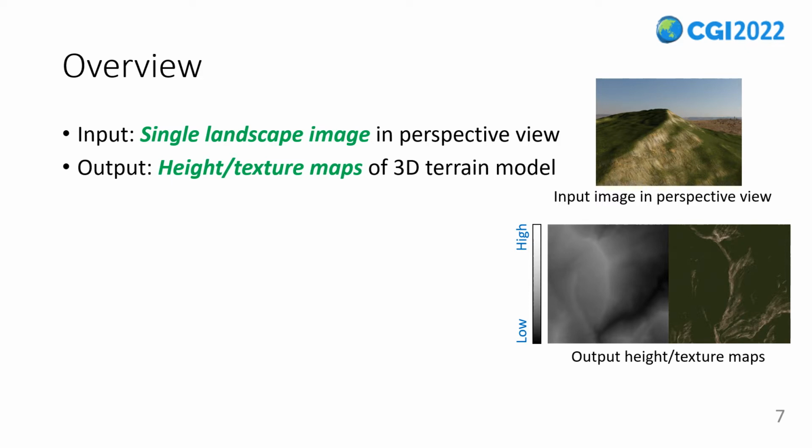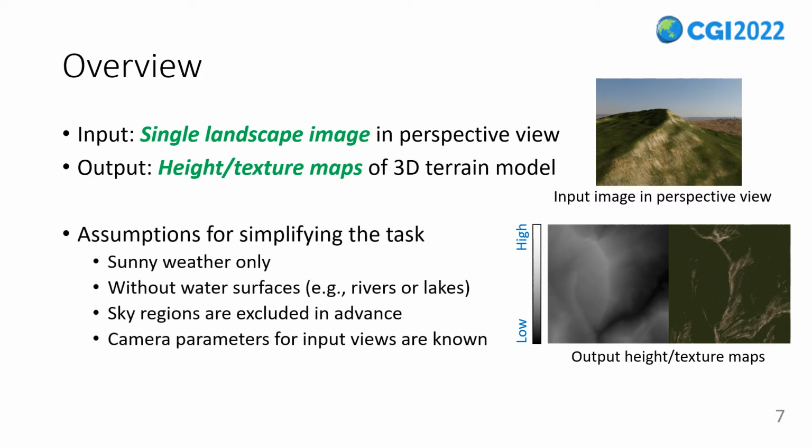Now I explain the basic information of our method. The input is a single landscape image in perspective view, and the outputs are height and texture maps that represent a 3D terrain model. To simplify this task, we make the following assumptions. We only handle sunny weather and ignore water surfaces. We exclude sky regions using binary masks and assume that the camera parameters for input views are known.